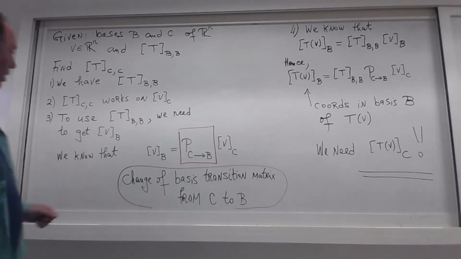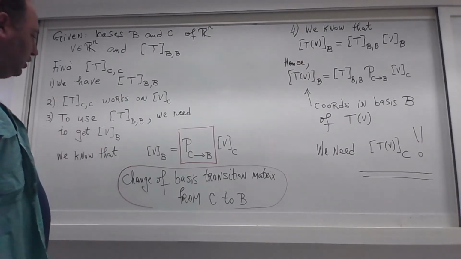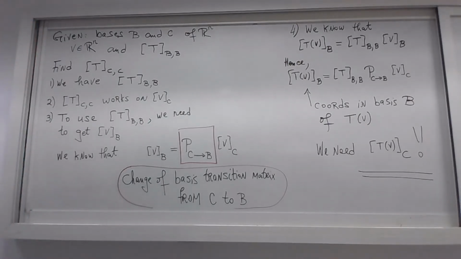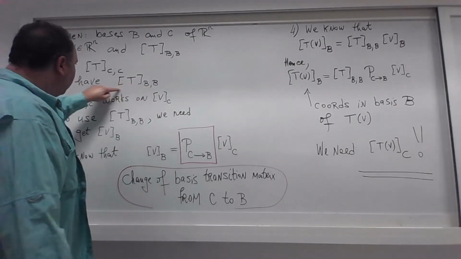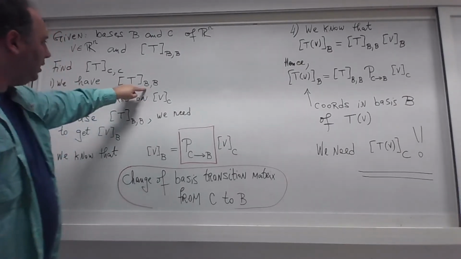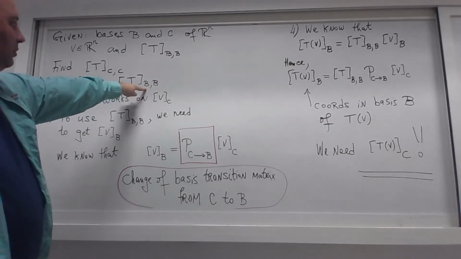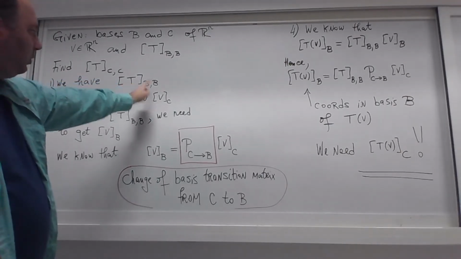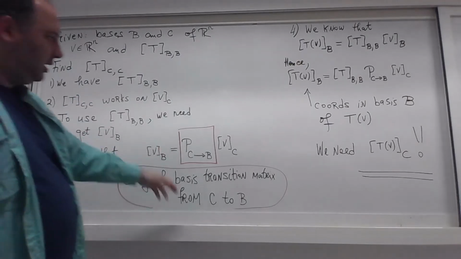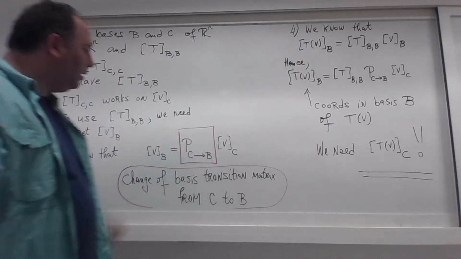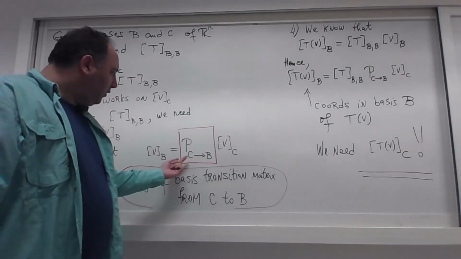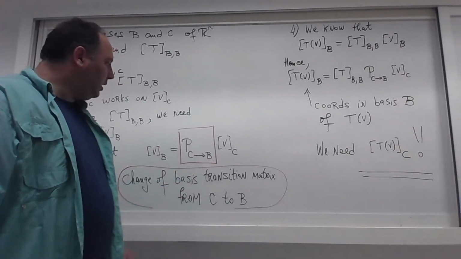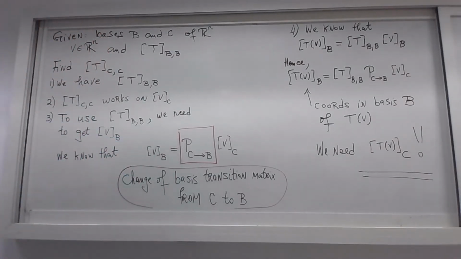Well, not a big deal, because we can always use the change of basis transition matrix from basis C to basis B. Because this representation matrix relative to basis B needs coordinates of V in basis B, but we have it in basis C. So what do we do? We take those coordinates and multiply by the transition matrix, changing coordinates in C into coordinates in B. We know how to build this. We remember how to do that.